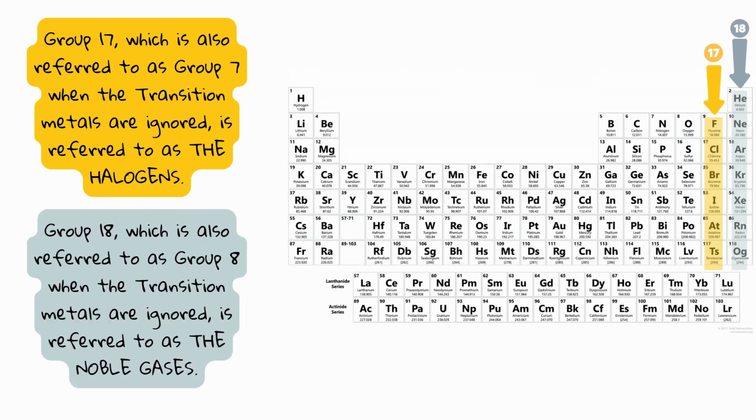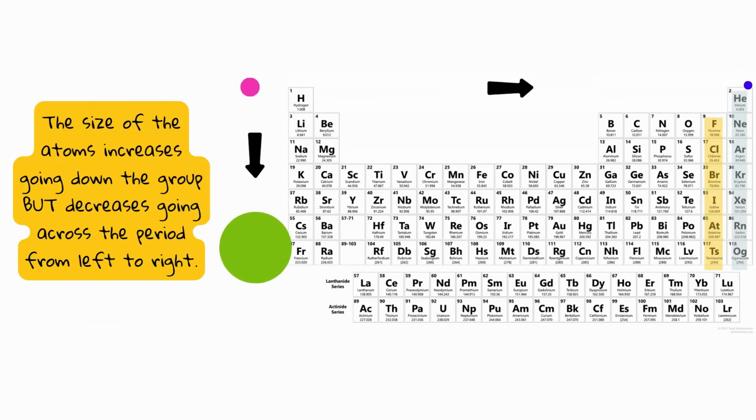Group 17, which is also referred to as Group 7 when the transition metals are ignored, is referred to as the halogens. Group 18, which is also referred to as Group 8 when the transition metals are ignored, is referred to as the noble gases. The size of the atoms increases going down the group due to electron-electron repulsion, but decreases going across the period from left to right due to increasing nuclear charge.